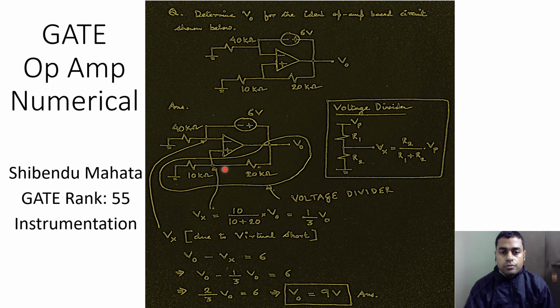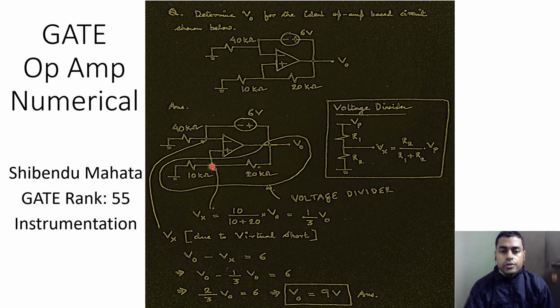So this allows us to find out the value of the voltage at this node, and we call this voltage Vx, and Vx is given by 10 kilo ohms divided by 10 kilo ohms plus 20 kilo ohms, multiplied by V0. So this is equal to 1/3 of V0.